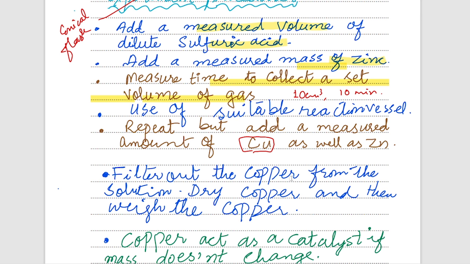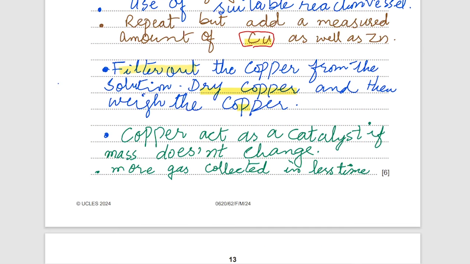Filter out the copper after completing the reaction. We are going to remove the copper because copper doesn't react with dilute acids. Filter out the copper from the solution, dry the copper, and then weigh the copper. There will be no change in the mass of the copper. Copper acts as a catalyst if the mass doesn't change. More gas is collected in less time when we add copper as a catalyst in this reaction. So more gas is collected in less time.